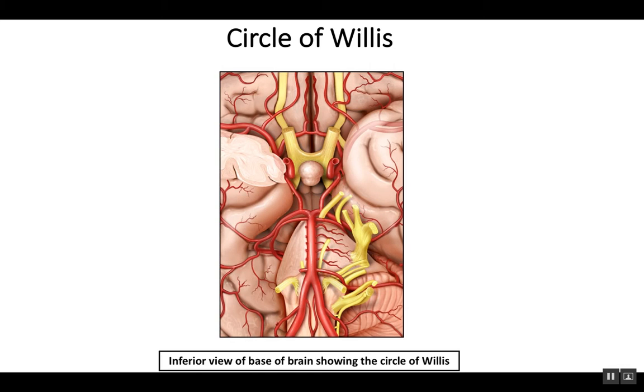Okay, what we see here is an inferior view of the base of the brain showing what's known as the circle of Willis. So we are looking up at the bottom of a brain. A couple things that might look familiar: one are all the yellow nerves. These are all the cranial nerves that you covered in A&P 1.